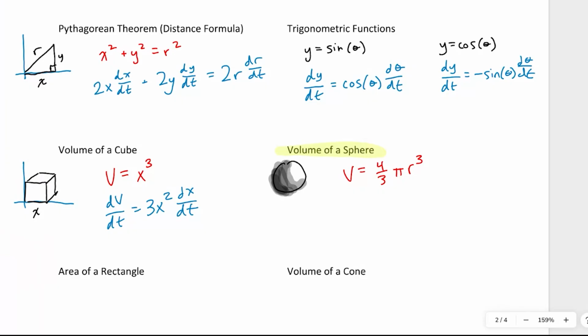Okay, so volume of a sphere. So if the radius changes, so will the volume. And so if we differentiate this with respect to t, we're going to know what that relationship is. So dv dt, the rate at which the volume is changing, is equal to 3 times 4/3, which is 4. So 4 pi r squared dr dt.